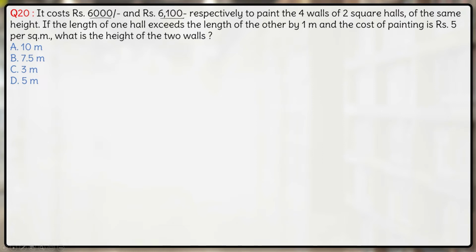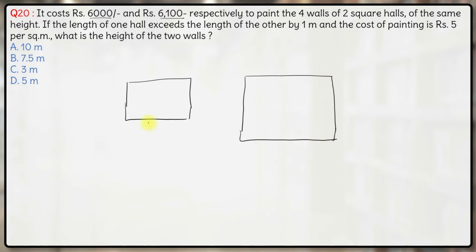Basically you have two halls here. This is one hall, and this is the other hall. The floor dimensions are A by A for the first hall, and for the other hall it is A plus 1 by A plus 1. The height is the same for both the halls. It's just that the floor area, or the length of the walls, is 1 meter greater for the second hall.